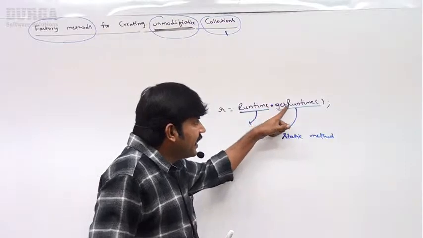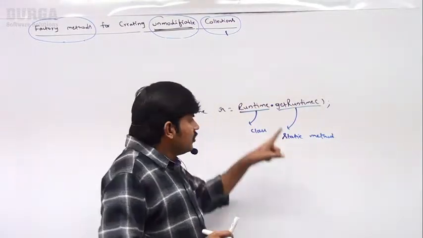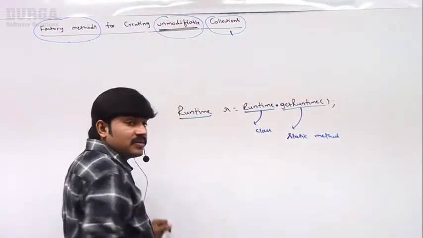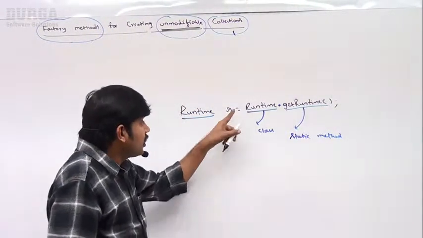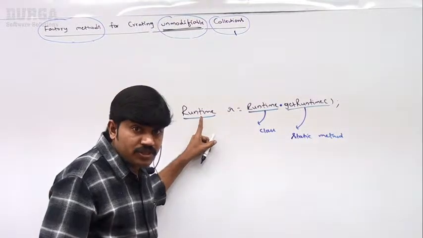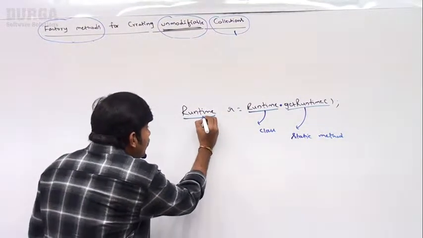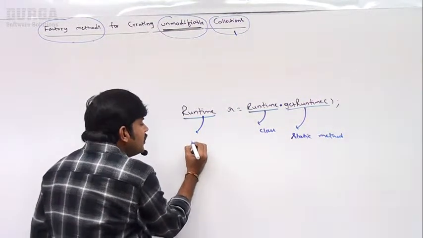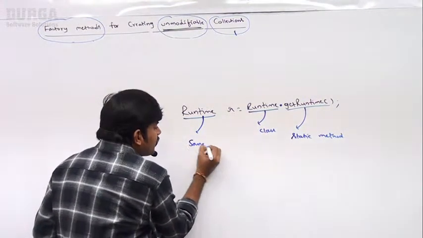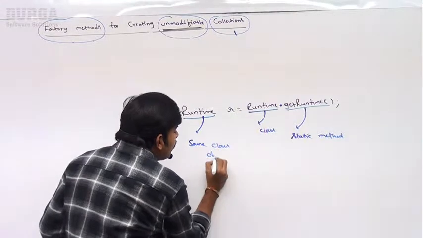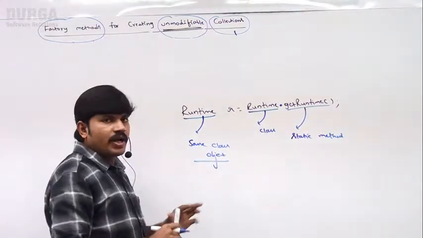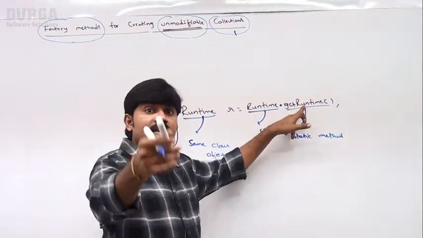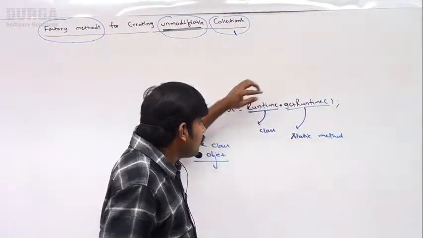In the Runtime class, I am calling the getRuntime method. This method returns the same class object or not? Which object am I going to get? Runtime object only. That's why this one itself is nothing but an object reference. Same class object. Observe that. By using the class name, if we are calling a method, that method returns the same class object.